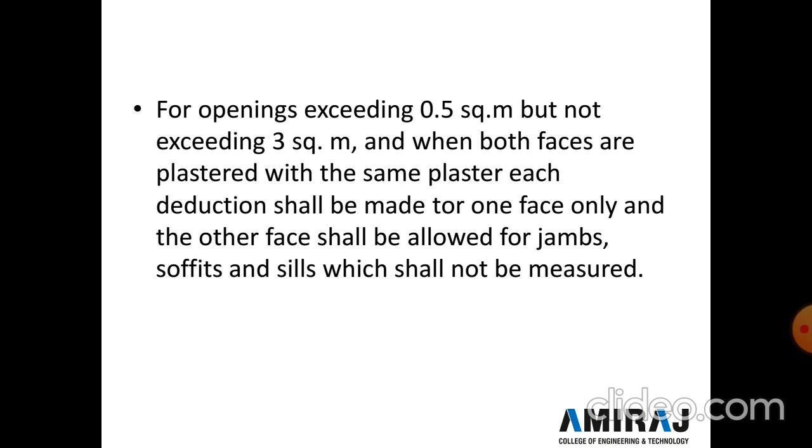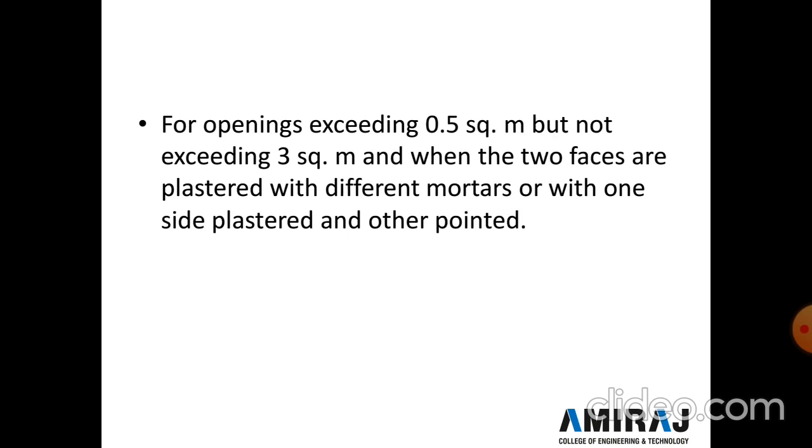The opening exceeds 0.5 meter square area but not exceeding 3 meter square area, and when the two faces are plastered with a different mortar, or with one side plaster and the other pointed, the deduction shall be made on the side of the chocker or frame of the door or window on which the width of the jamb and reveal is less than the other side, and no deduction shall be made for the other side.